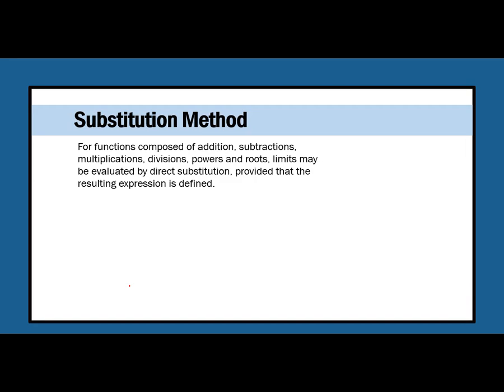So for functions composed of additions, subtractions, multiplications, divisions, powers, and roots, limit may be evaluated by direct substitution provided that the resulting expression is defined. So for example, we have the limit of 3x squared minus 5x plus 4 as x approaches 2. In order to get the limit for this function, we'll just substitute 2 to our function.